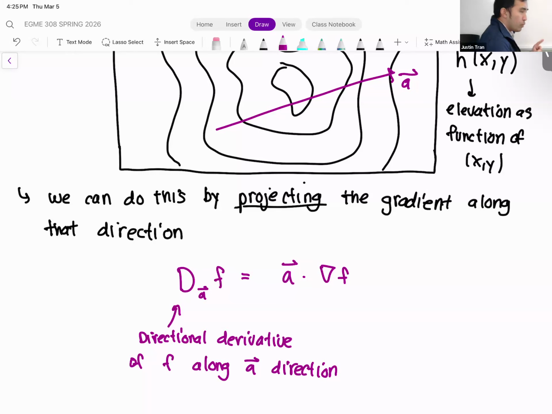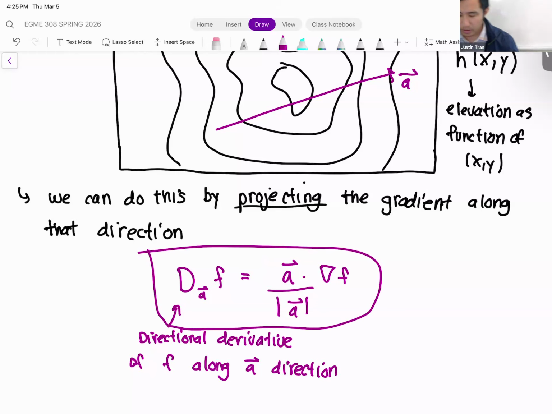But we want to make sure that when we take the dot product, we don't bias the gradient by any amount, so we don't scale it. So we want to make sure that our A vector here is a unit vector. Just in case our A vector is not a unit vector, we're also going to divide by the original magnitude of A, just to make sure we don't include any additional bias.